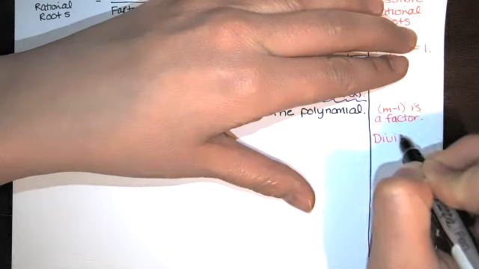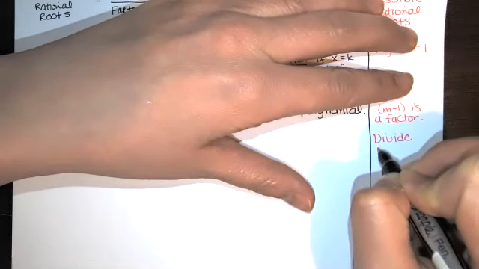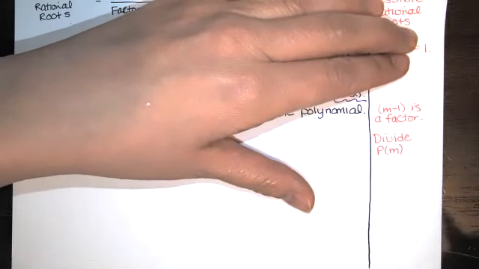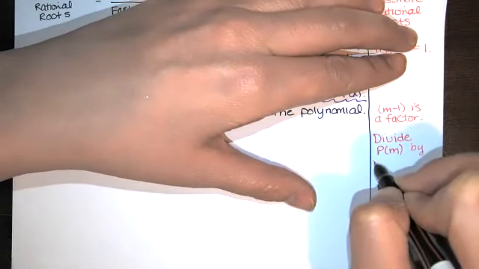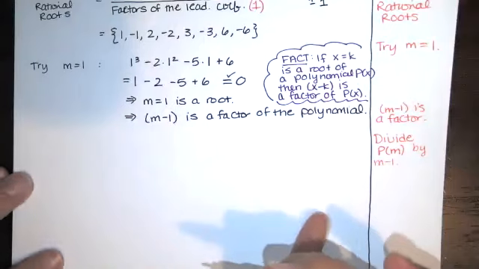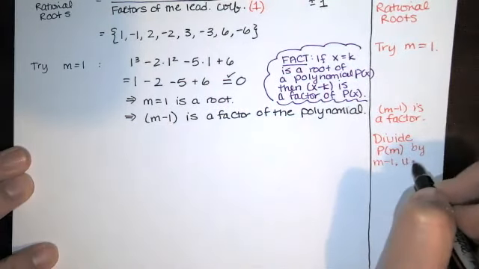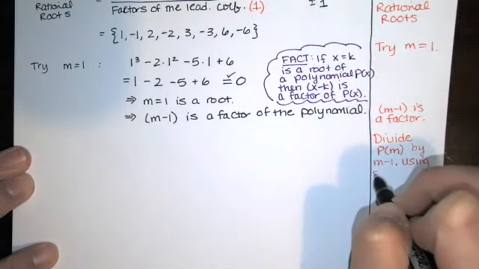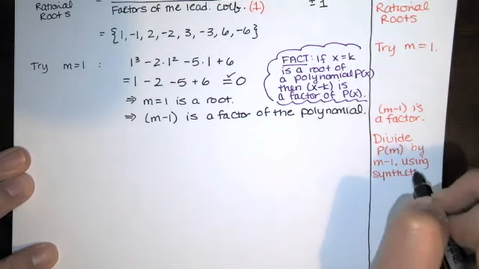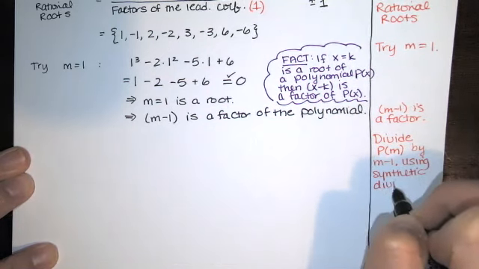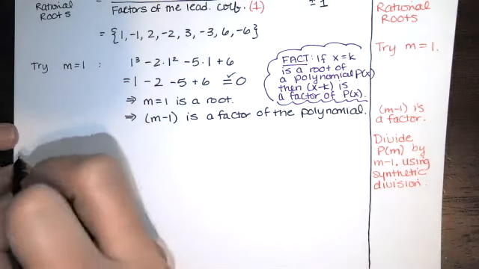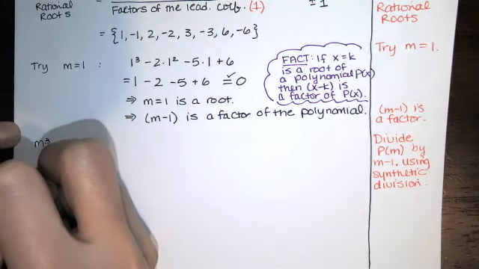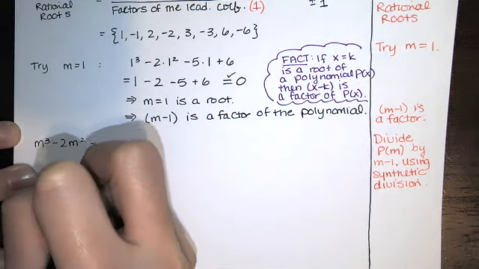So now we're going to divide, and I'm going to call it p of m, p for polynomial, and that is a polynomial in m. We're going to divide it by m minus 1. And we're going to use synthetic division for that. Okay, so my polynomial, p of m, is this guy.